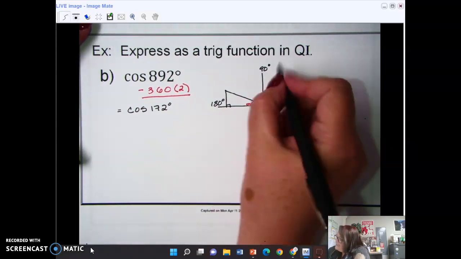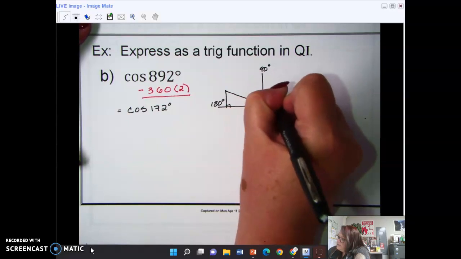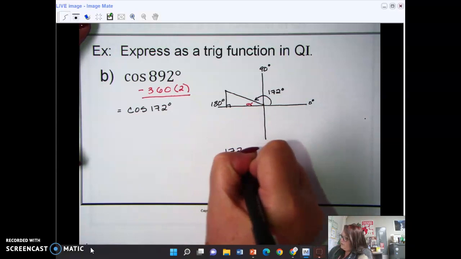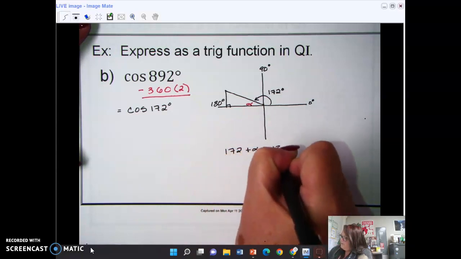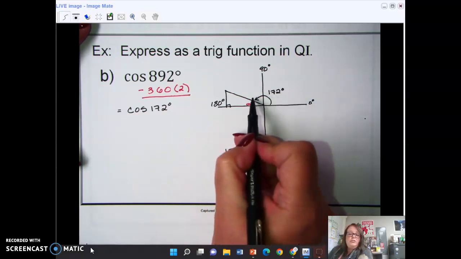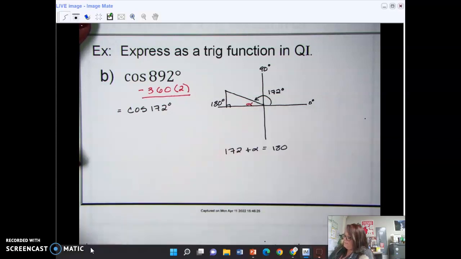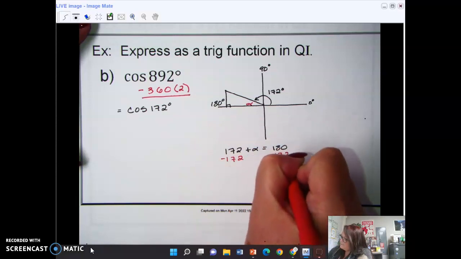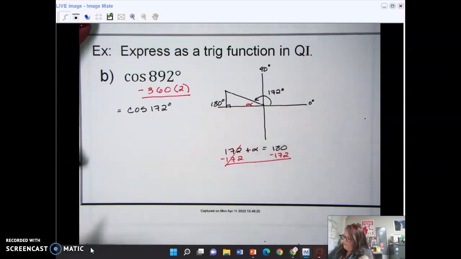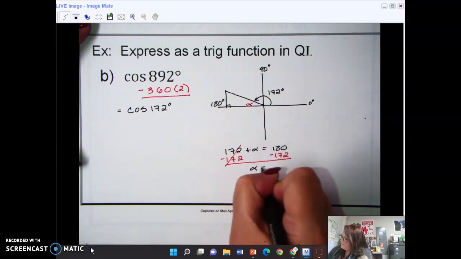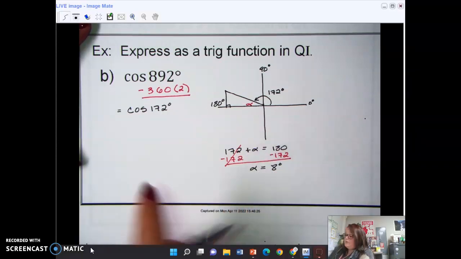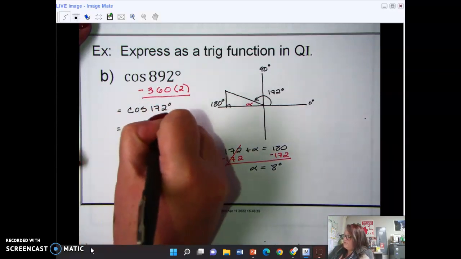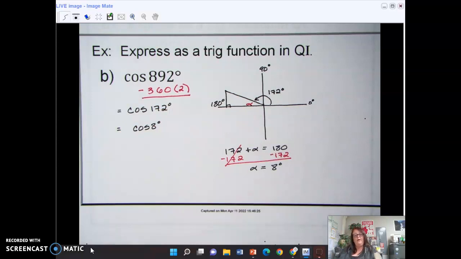So you'll notice this angle here is 172 degrees. So looking at that, if I take 172 and add alpha to it, that's going to give me a total of 180. So 172 plus alpha gives me 180. So if I subtract 172 from both sides, I get alpha is equal to 8 degrees. So that means this is equivalent to cosine of 8 degrees in terms of the absolute value. So the fraction will have the same numbers.